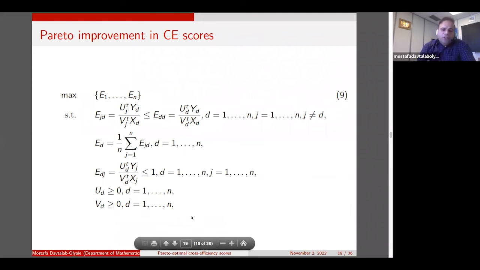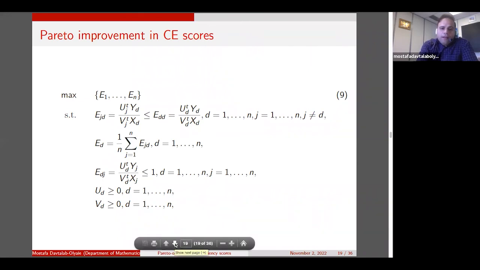Based on this definition, we propose this multi-objective model to generate all Pareto cross efficiency scores. This model has n objectives. Each objective corresponds to the cross efficiency of each DMU. This model tries to maximize the cross efficiency scores of all DMUs, while the optimal weights hold in condition 8, the self-prioritizing principle.